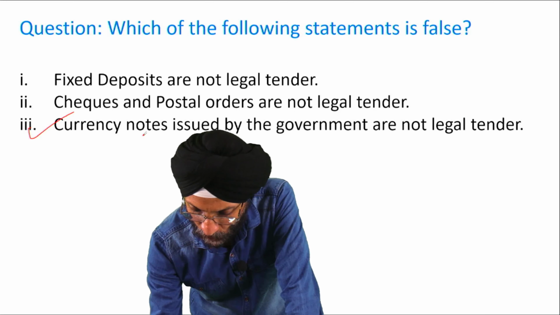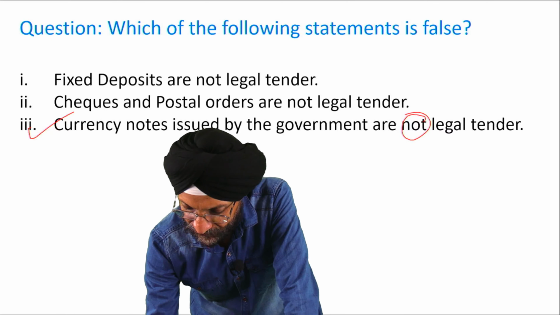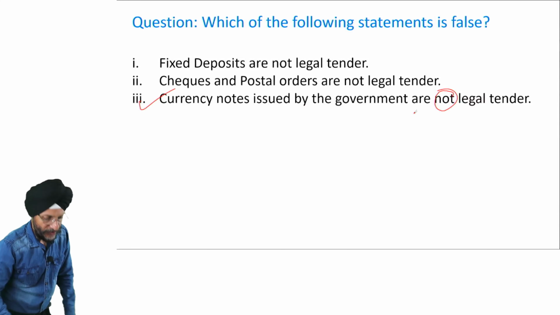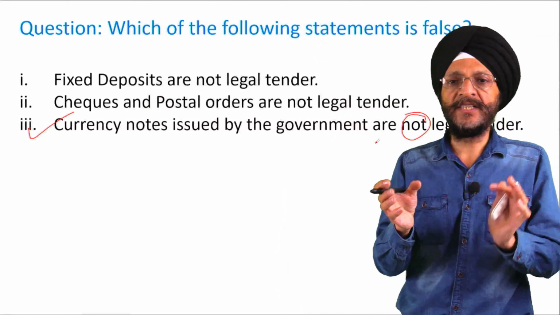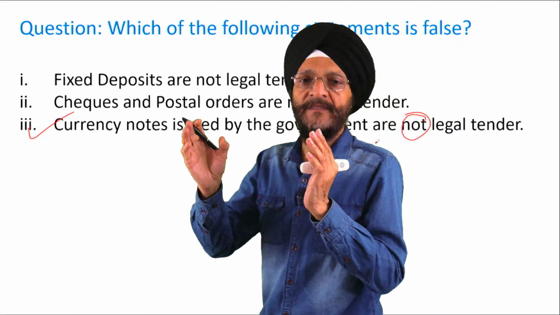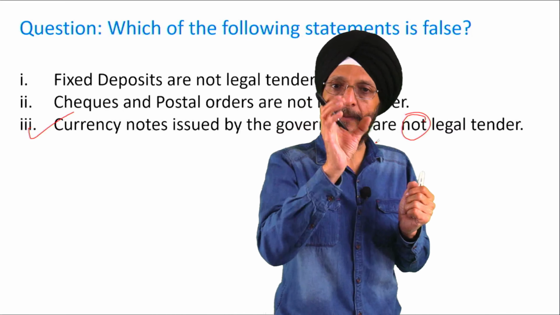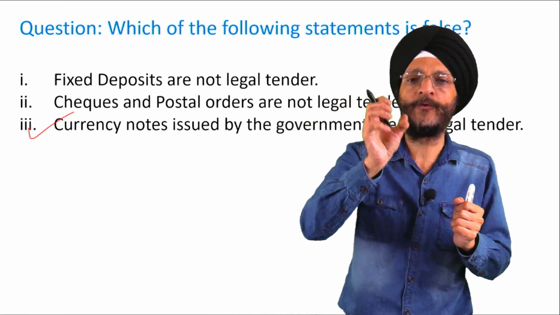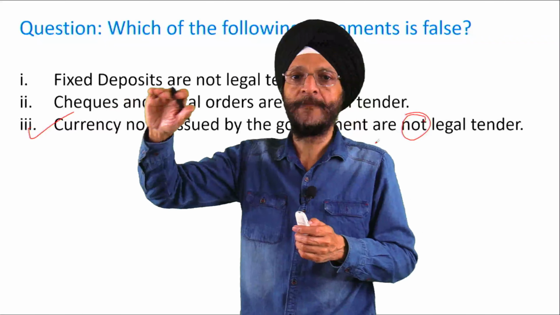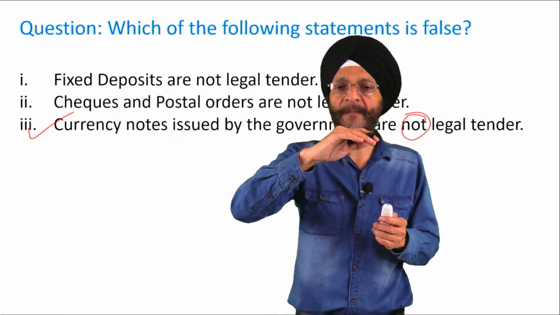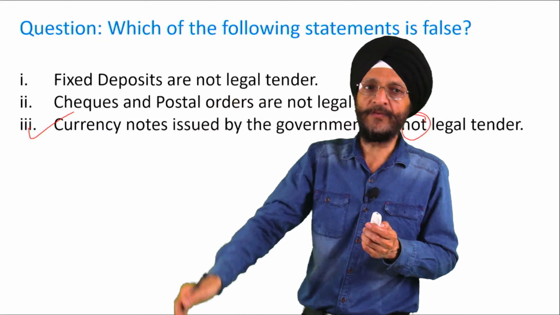This statement is wrong because currency notes issued by the government are legal tender. You can purchase goods and avail services with the help of currency notes. The currency notes have been declared to be legally valid for the purpose of transactions, for making payment in respect of goods and services, and for making payment in respect of debts.